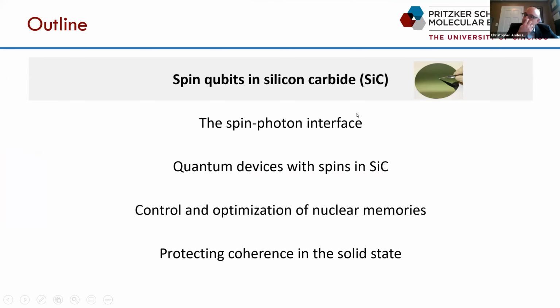As a brief outline, I'll first go through the materials platform that we're going to be focusing on today, which is silicon carbide with integrated spin qubits. I'll talk about the key feature that makes the system so exciting, which is its natural interface to photons. I'll talk about some of the quantum devices that we fabricated over the past few years to do new technologies. I'll switch gears and talk about the control of nuclear spin quantum memories. And then I'll briefly highlight some recent work about universally protecting coherence in the solid state.